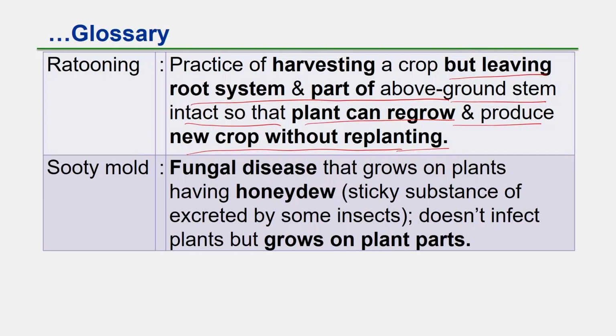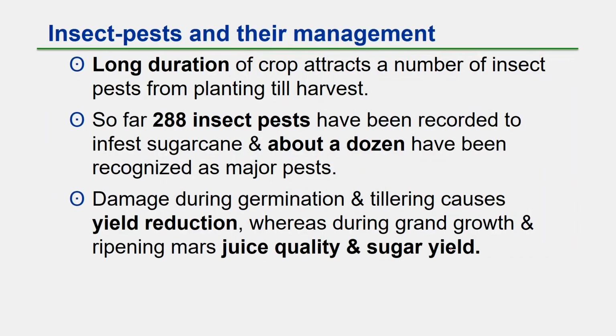So, in case of sugarcane ratooning, the main crop or planted crop or first crop is harvested. After harvesting from the ground surface, the stubbles are left. These stubbles can regrow into new plants, which is called as ratoon. Sooty mold, fungal disease that grows on plants having honeydew. It is a sticky substance excreted by some insects, does not infect plants but grows on plant parts.